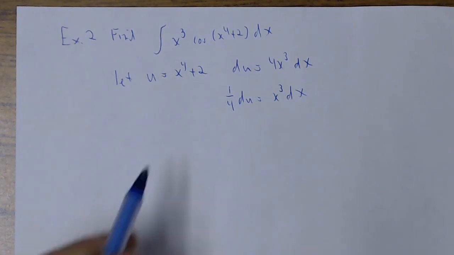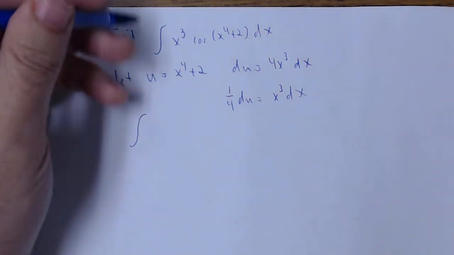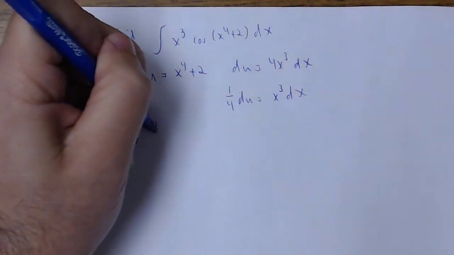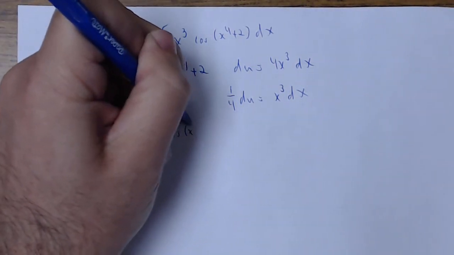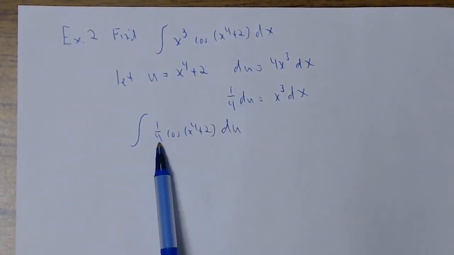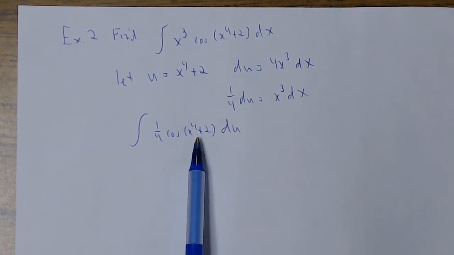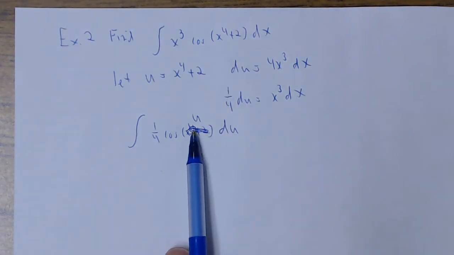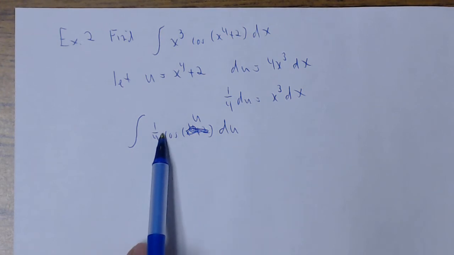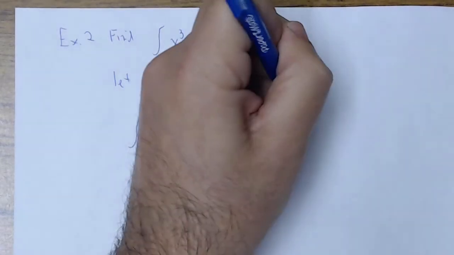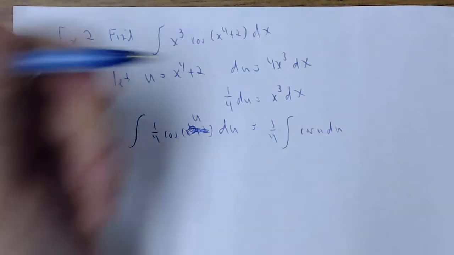Okay, so what does this turn into? This integral now becomes, x cubed dx is going to be 1/4 du, so I get 1/4 cosine of x to the fourth plus 2 du, right? So this 1/4 du came from x cubed dx, and then, oops, that should be just a u. And the x to the fourth plus 2 should just become cosine of u. Okay, so once I have that, let's also move this 1/4 out front, because we have a property of integrals we can use there. So what does this become? 1/4 the integral of cosine of u du.